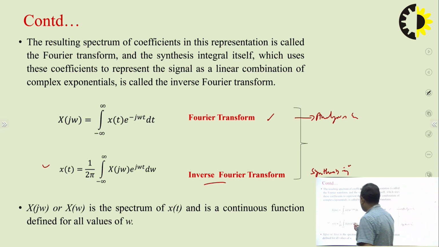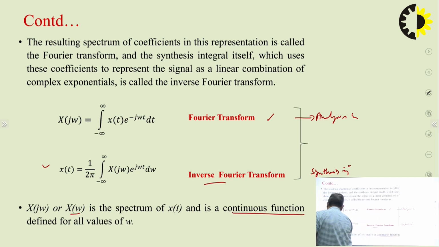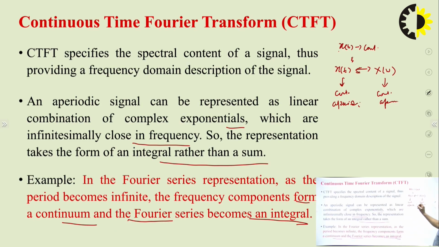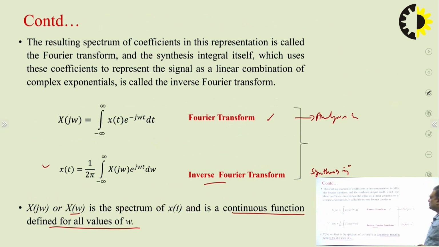Okay. So what is X(j omega)? X(j omega), or you can also write it X(omega), is the spectrum of x(t), and it is a continuous function defined for all values of omega. Like we have seen previously, this is a continuous function and this is also a continuous function. So if you have a continuous time signal and you take its CTFT, then you have a spectrum which is continuous from minus infinity to plus infinity. Okay, and if you want to extract this signal again from the Fourier transform, then you have to take the inverse Fourier transform. So you have to take the entire spectrum from minus infinity to infinity to obtain the signal again. Okay.